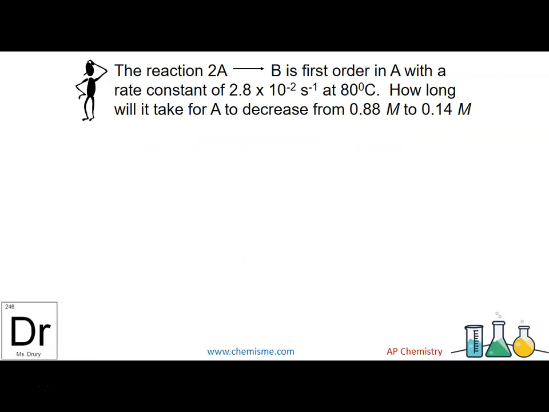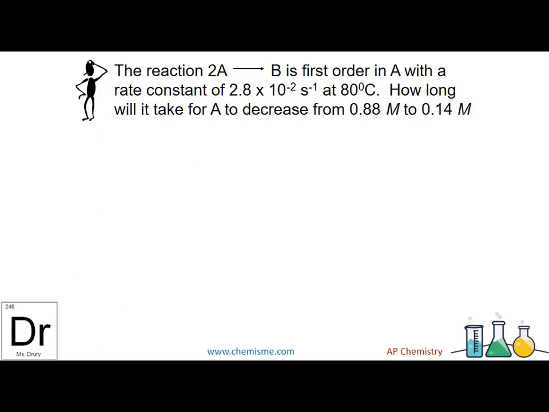The way we use it is like this example. The reaction of 2A makes B is a first order reaction, even though there's two of them. Remember that it has to do with rate, concentrations, and times in an experiment. It had a rate constant of 2.8 times 10 to the minus 2 per second at 80 degrees Celsius. How long did it take A to decrease from 0.88 molar to 0.14 molar?